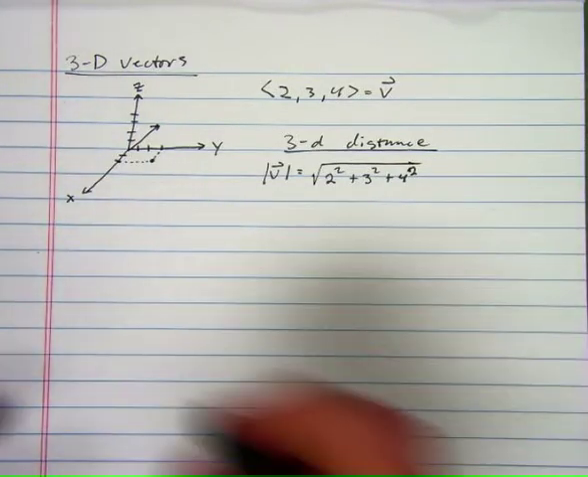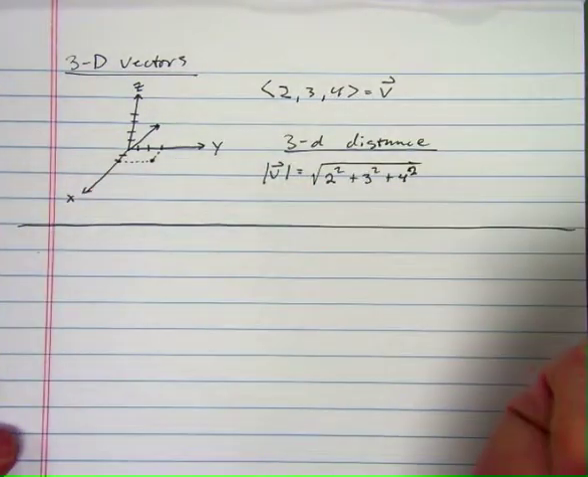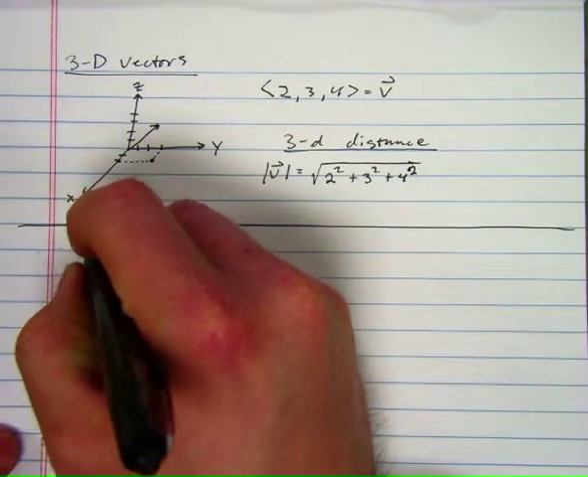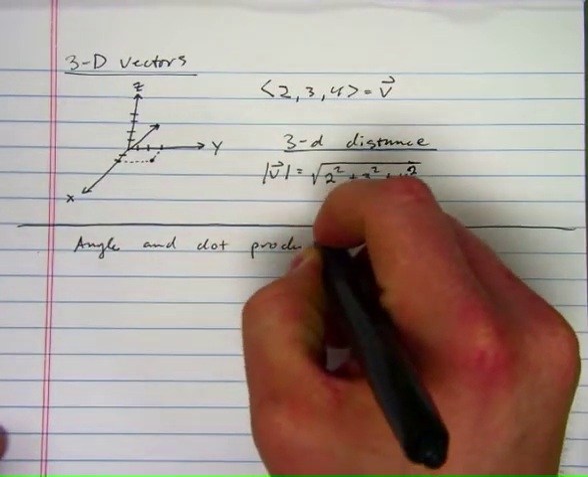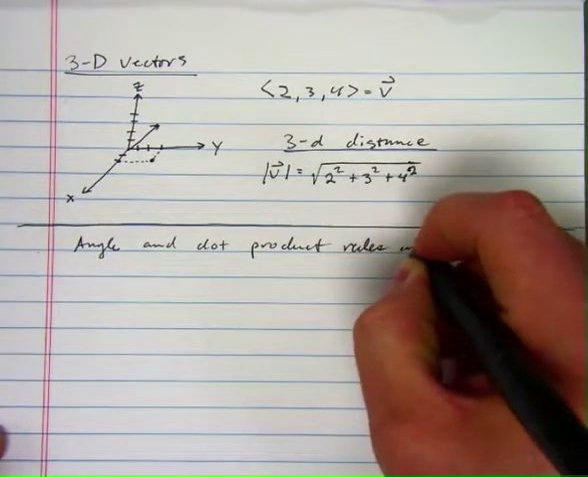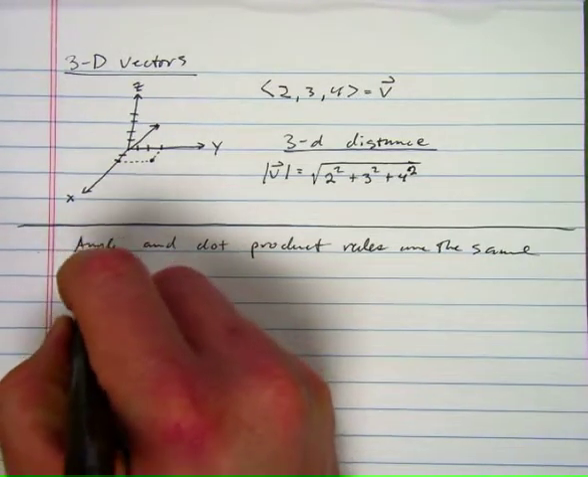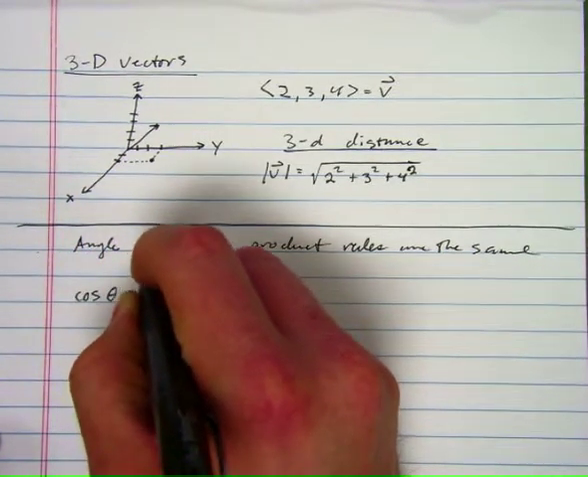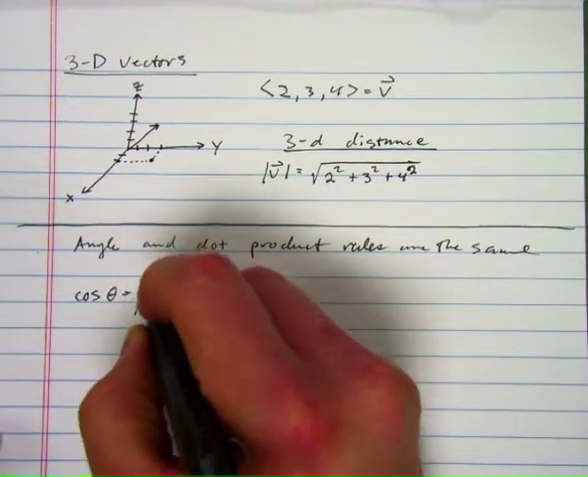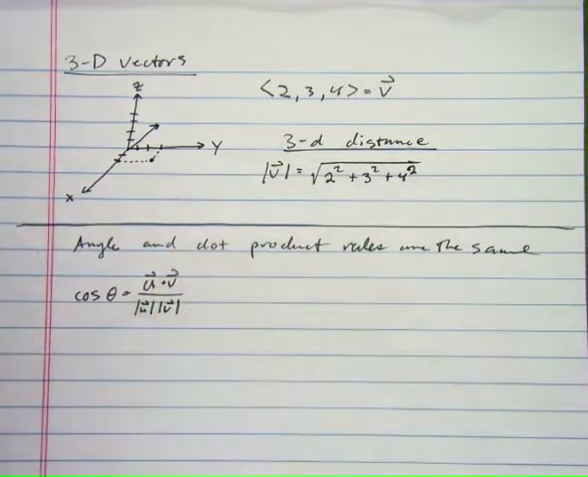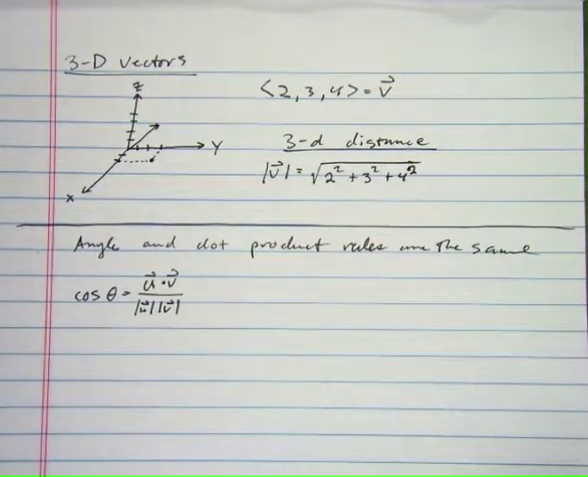Another thing to know about 3-dimensional vectors: the angle and the dot product rules are the same. Let me write that. When I have the cosine of an angle, that's the same as if I took u and v, dotted them, and then put them over the magnitude of u and the magnitude of v. Same exact rule, you can also use this with 3-dimensional vectors.